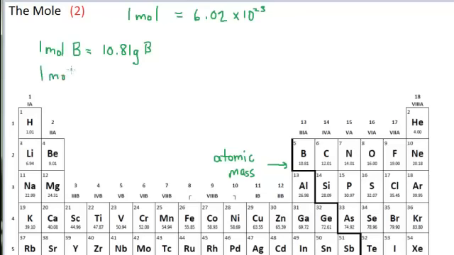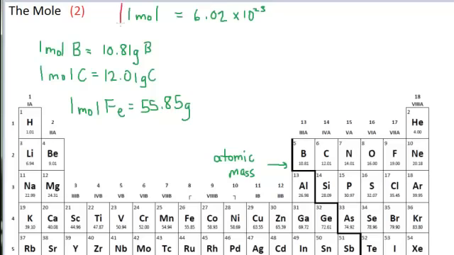1 mole of carbon atoms would be 12.01 grams of carbon atoms, rounded to the second decimal place as indicated on our periodic table. 1 mole of iron atoms would weigh 55.85 grams. So we have another equivalence for the mole, which is very, very useful for converting units.